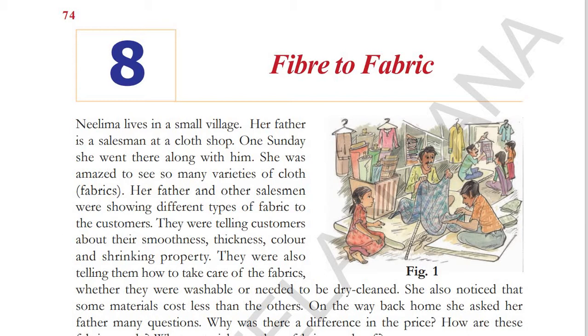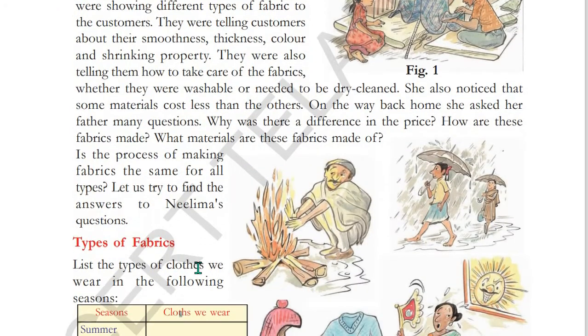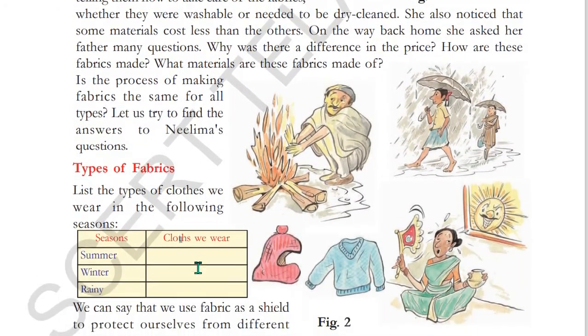We wear different types of clothes in different seasons, right? In summer we wear cotton clothes, in winter woolen clothes, and in the rainy season we use raincoats and also umbrellas so that we won't get wet, because water does not pass through those fabrics. Clothing is a basic need for every human being. It protects our body from weather conditions, dust, and bacteria. It acts as a shield to our body.